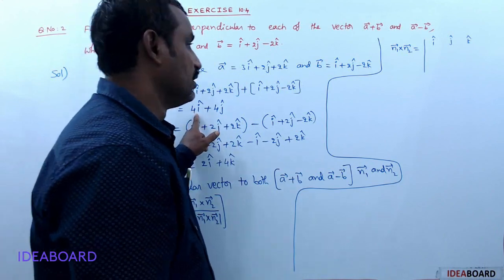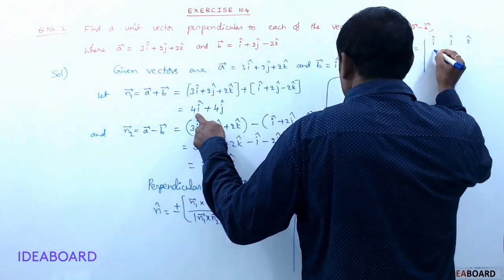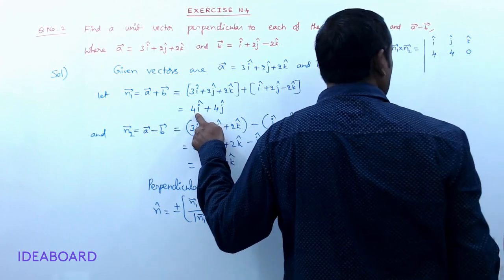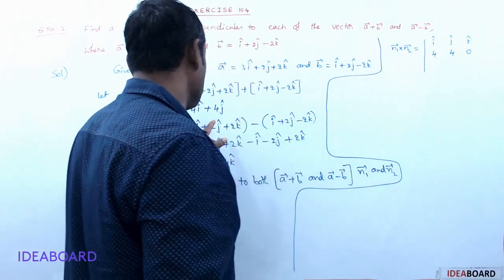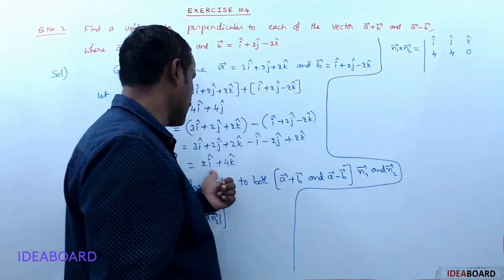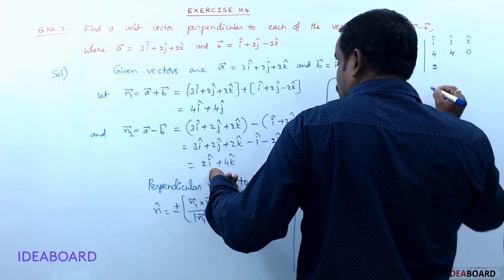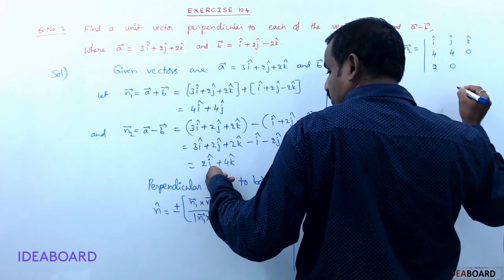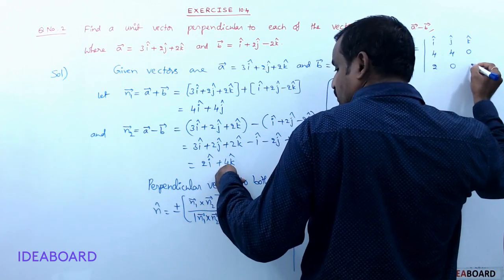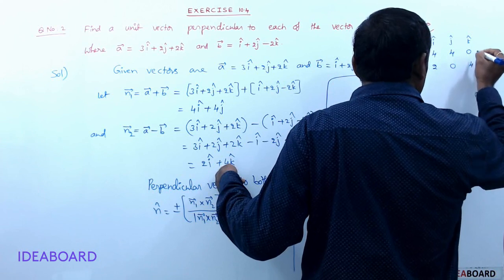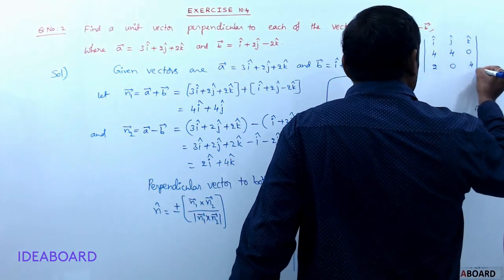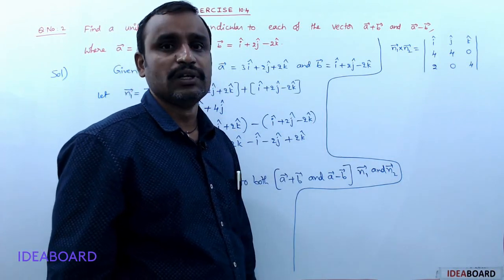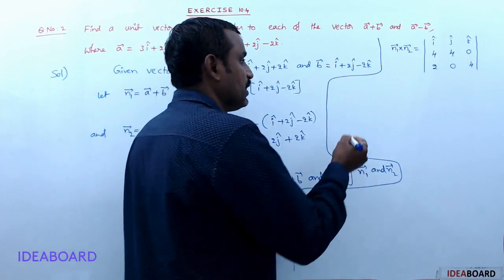The n1 bar scalar components are 4, 4, 0, since the K coefficient is not available in the vector, so we consider it as 0. The n2 bar vector scalar components are 2, and the J coefficient is not available, so take it as 0. The K coefficient is 4. Now simplify this, the same way as in the previous question.